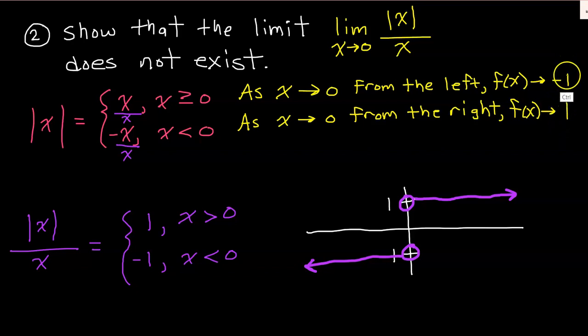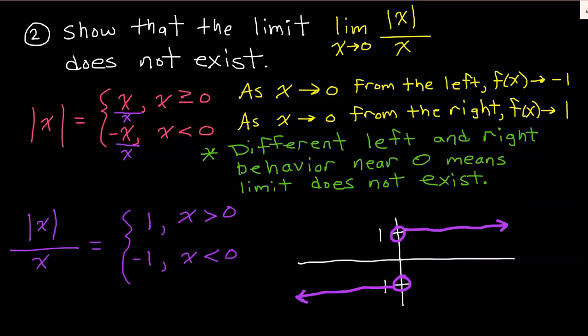For a limit to exist, the value of the function has to be the same as we approach a particular x value from the left and from the right. These have to be the same. Because the behavior is different on the left and the right, that's why the limit does not exist. So again, different left and right behavior near 0 means that the limit does not exist.